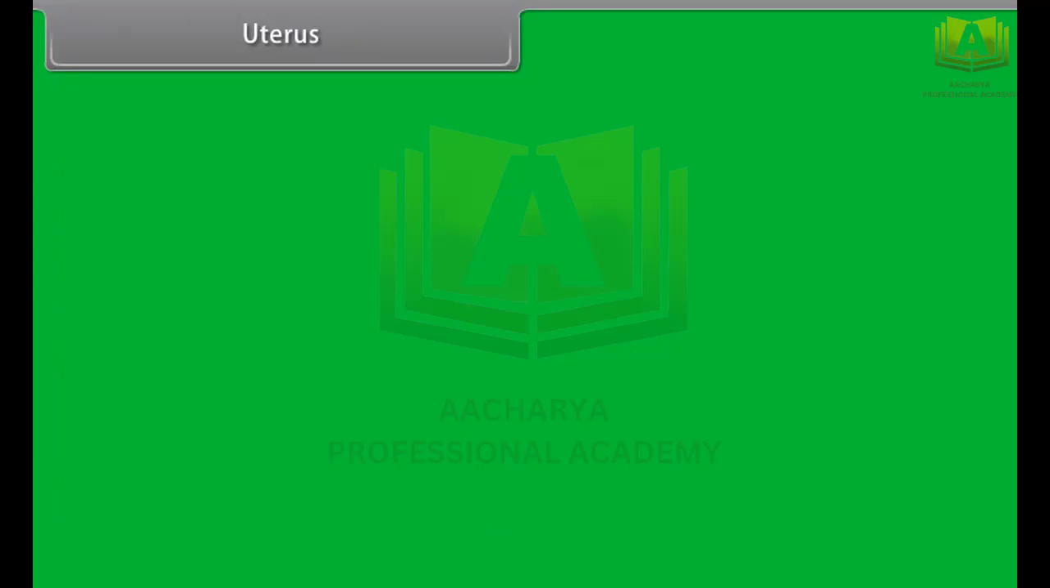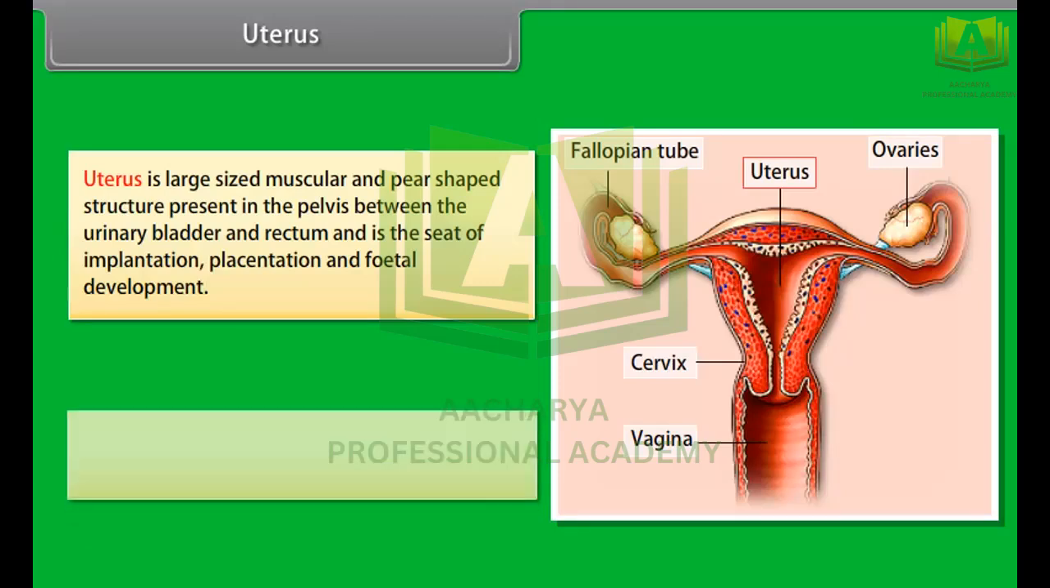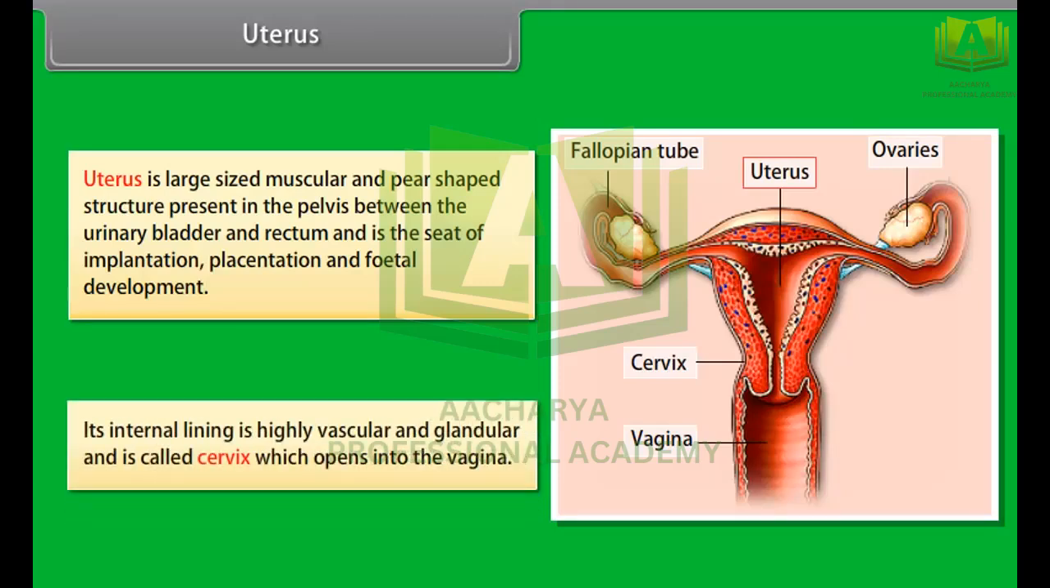Uterus. Uterus is a large-sized, muscular and pear-shaped structure present in the pelvis between the urinary bladder and rectum and is the seat of implantation, placentation, and fetal development. Its internal lining is highly vascular and glandular and is called cervix, which opens into the vagina.